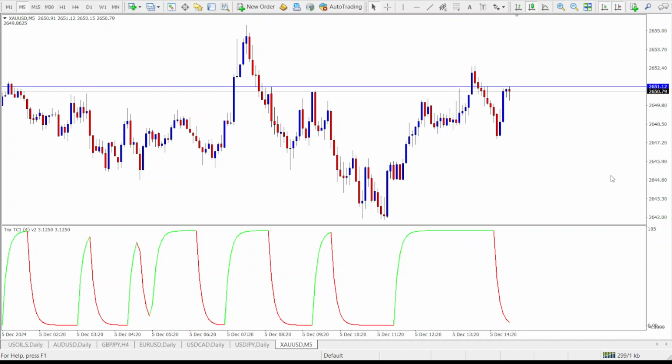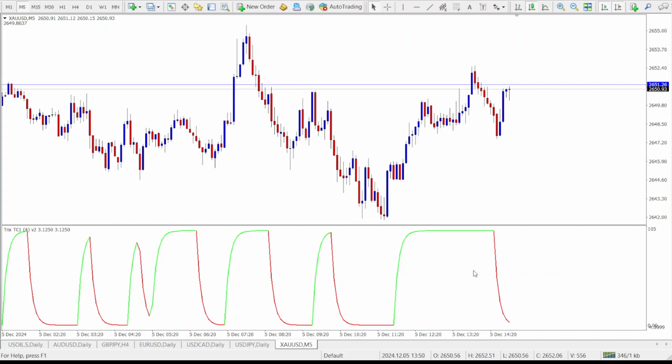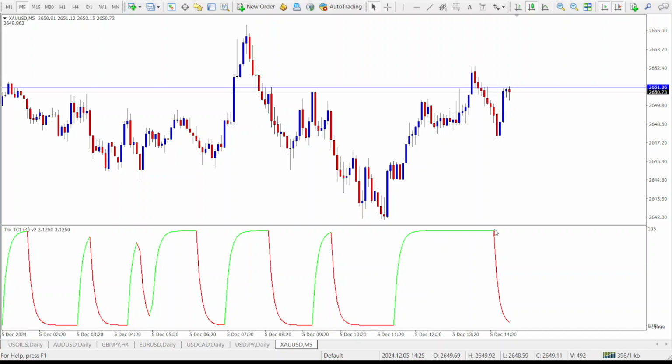The first is the position of the indicator within this indicator window. When the indicator has climbed up to the highest part, it indicates an overbought condition. But you do not need to do anything yet until the color changes to red. After it changes to red, you can go ahead and enter a sell trade.